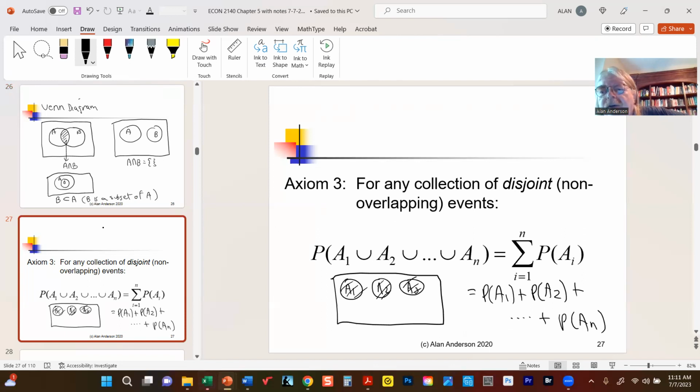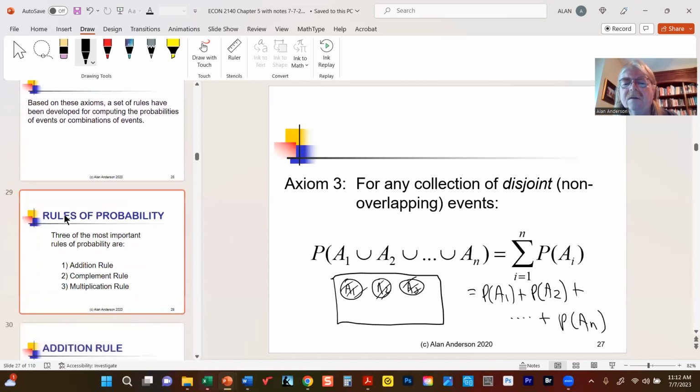We'll see this again later on, by the way. This is an assumption that we're making. The three axioms form the foundation for all of probability theory, and nothing we do can violate these axioms. Everything follows from these three starting points.